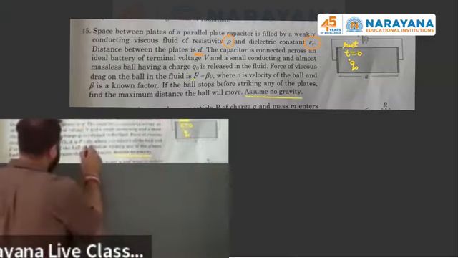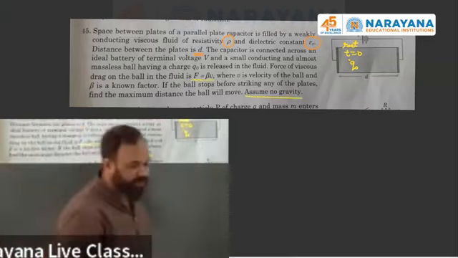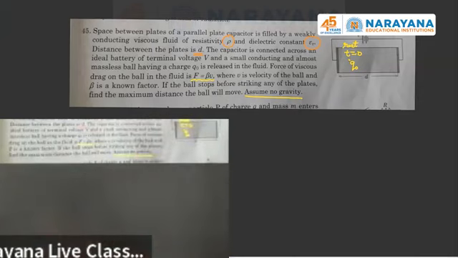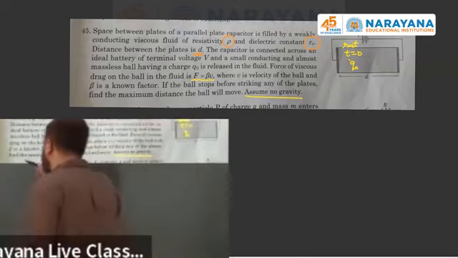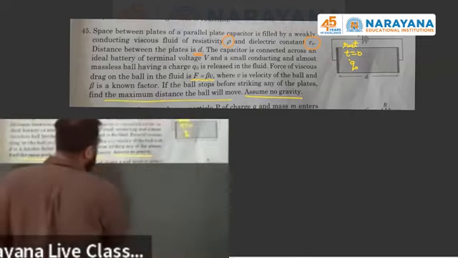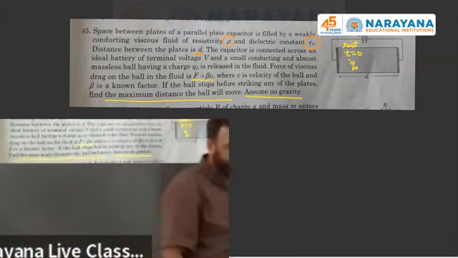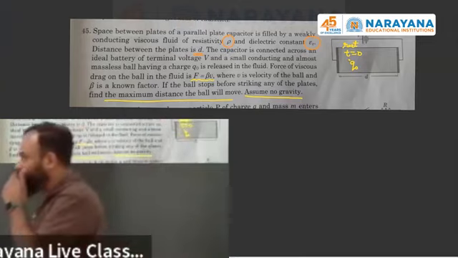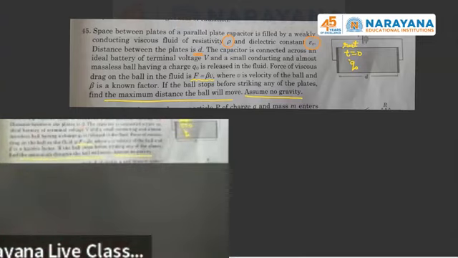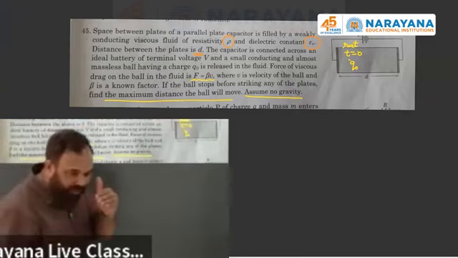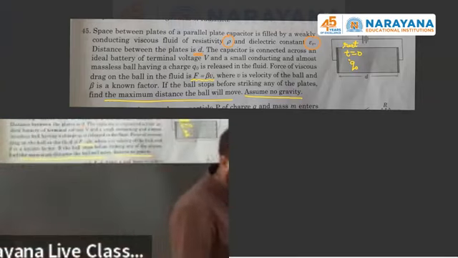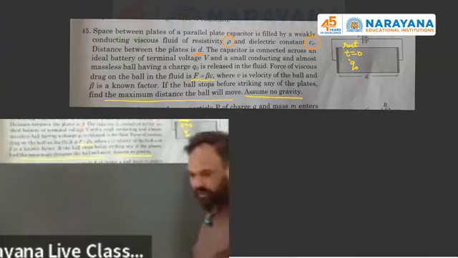And there is a drag force from the fluid, that is beta into v. So the question is, if you leave this charged particle at rest, what maximum distance will this particle move before coming to a state of rest? We will also observe one thing: after coming to a state of rest, will it stay there or will it come back? We'll see that. Don't worry. Question is clear, right?